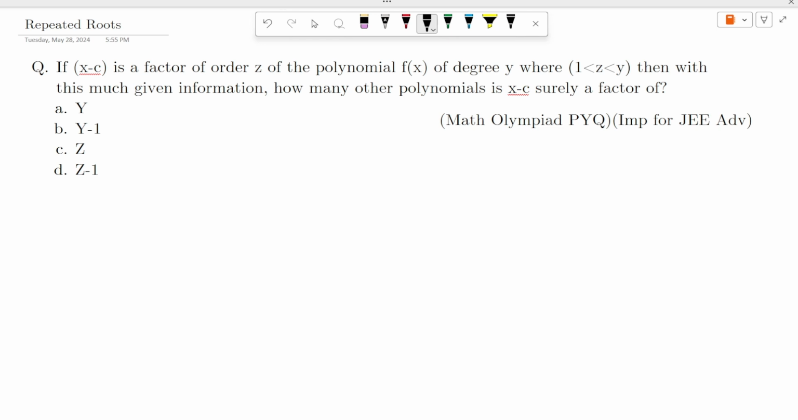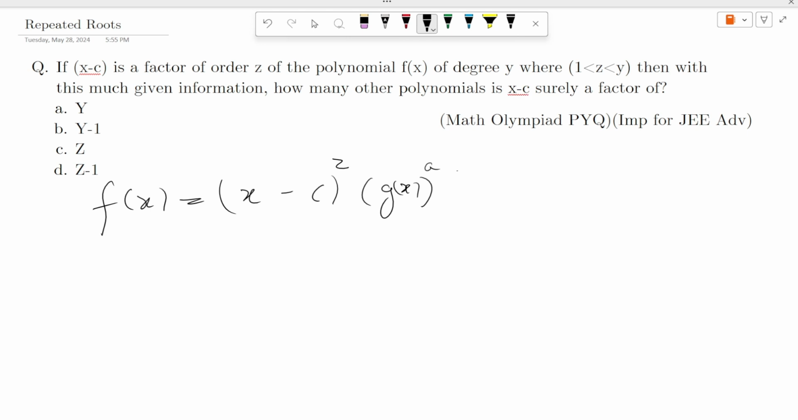All right. It is given to us that there exists a polynomial f of x. It can be given by the expression, and then there's g(x) raised to some other power. We don't really know what power, so let's just use a. So we need to figure out the polynomials for which x minus c is surely a factor.